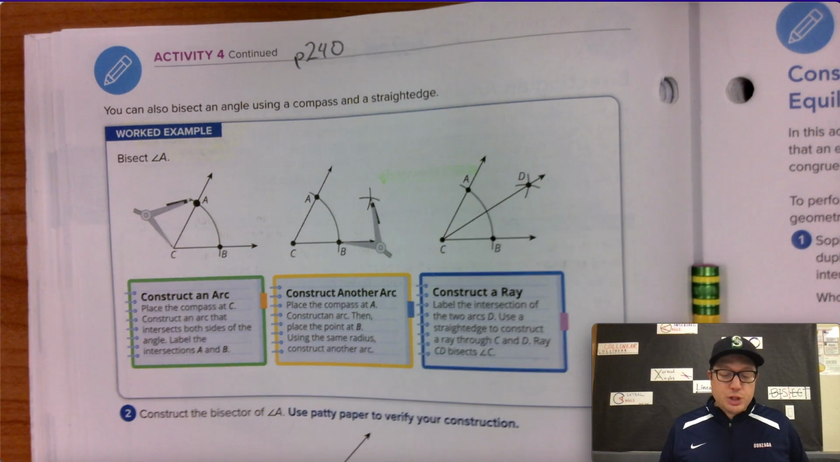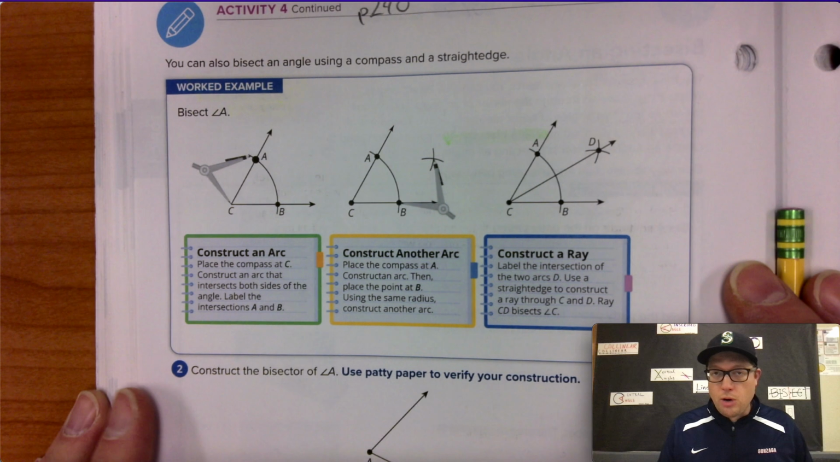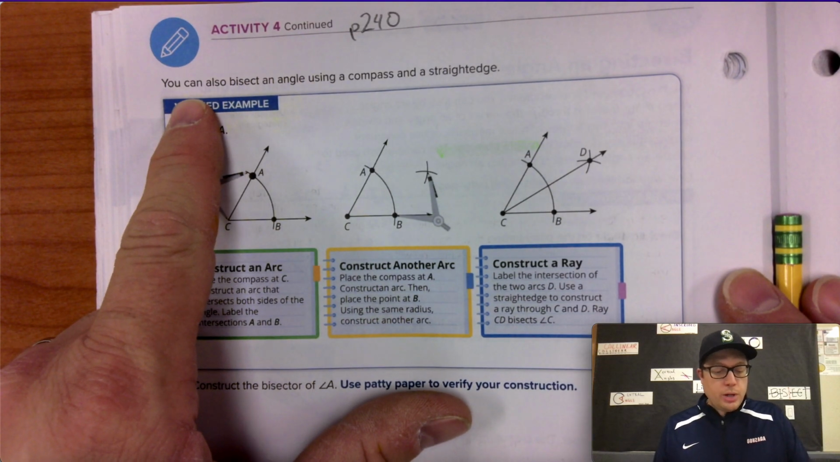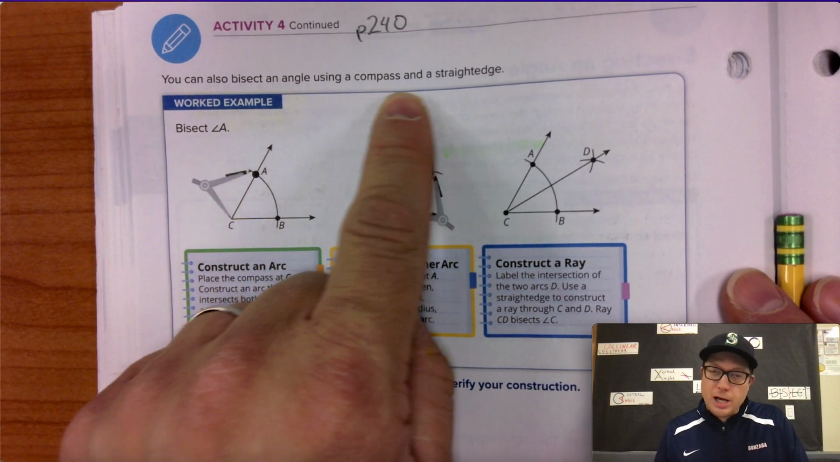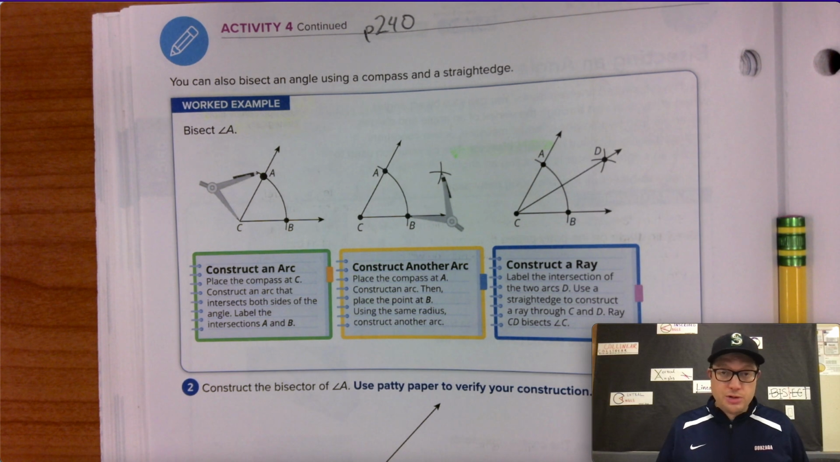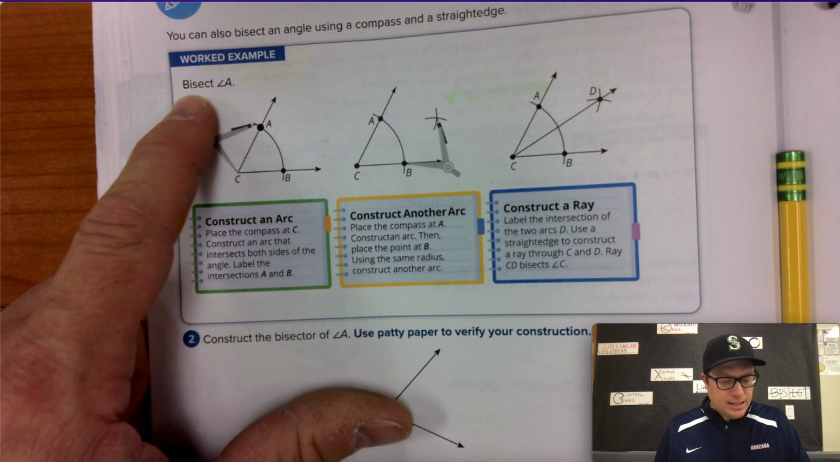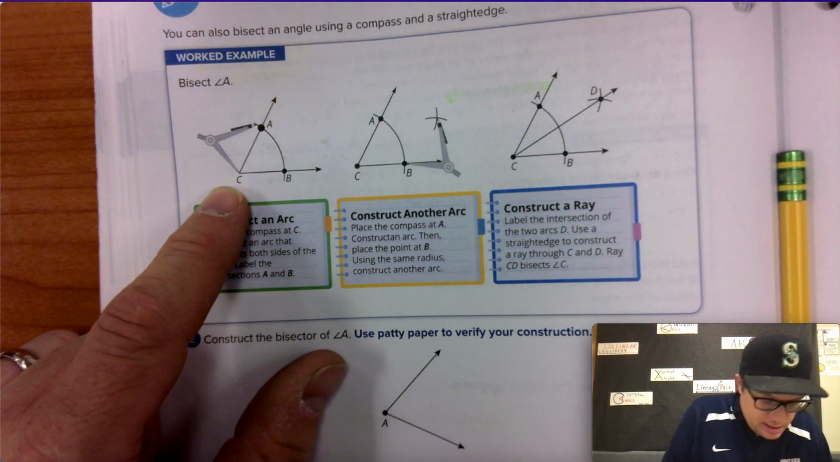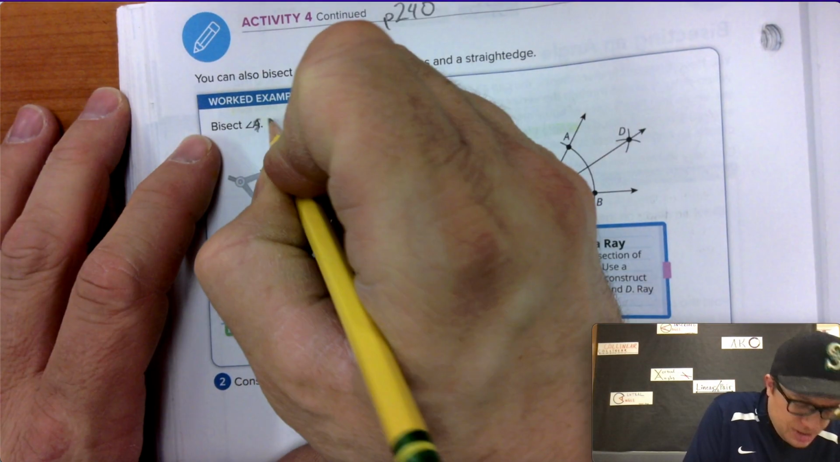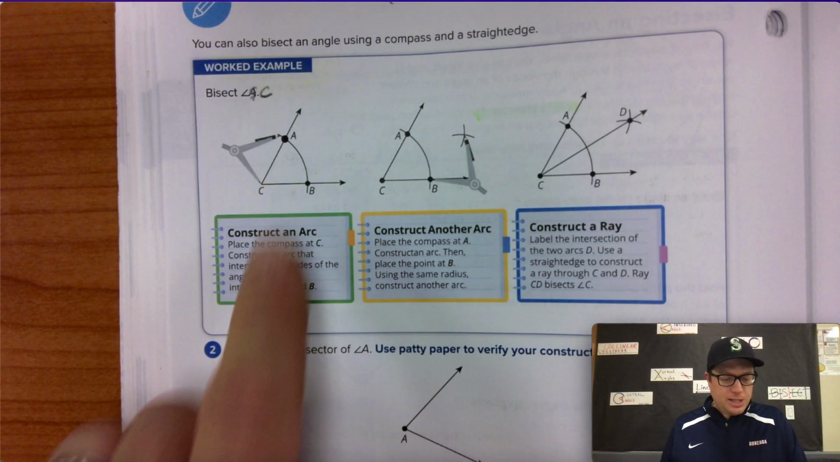I'd also recommend that you have a highlighter for some of the important things you need to do here. This is directly tied to a standard, constructing an angle bisector, a learning goal for us. You can also bisect an angle using a compass and a straight edge. By the way, the straight edge, protractor. Now, let's bisect angle, this is a typo, angle C. We're going to bisect angle C. Angle C is right here in the corner.